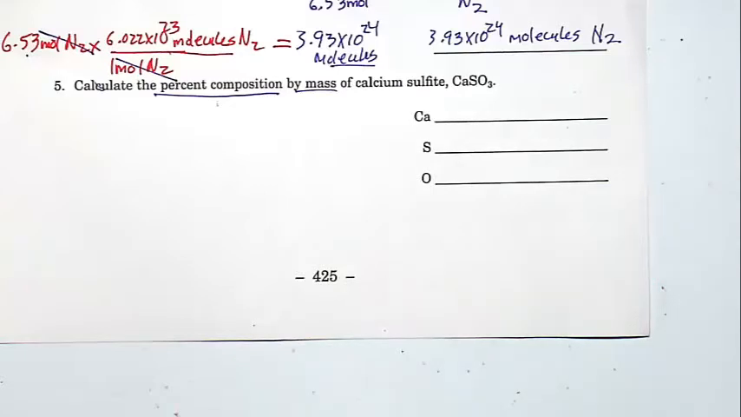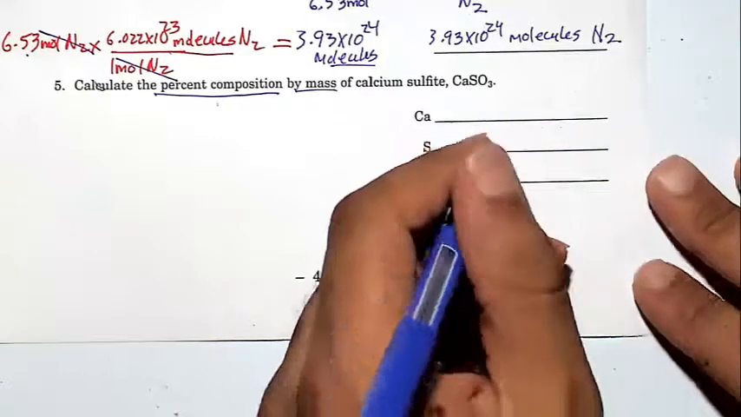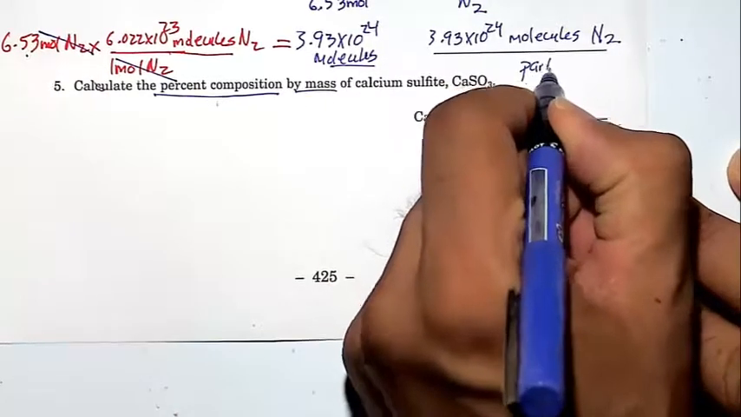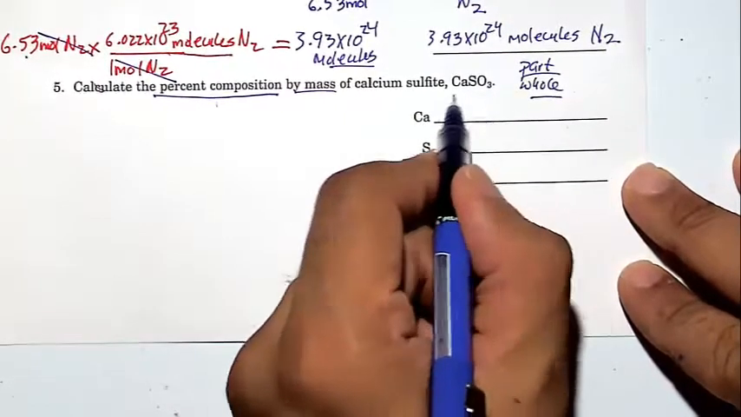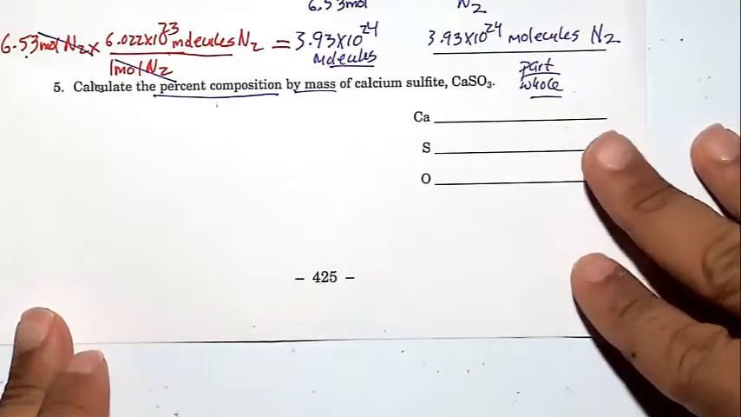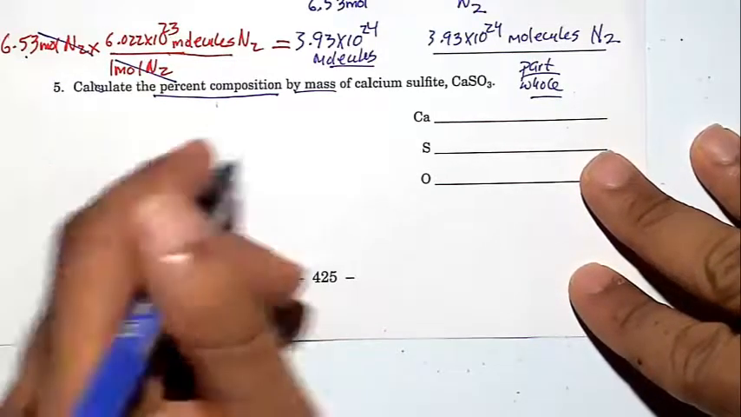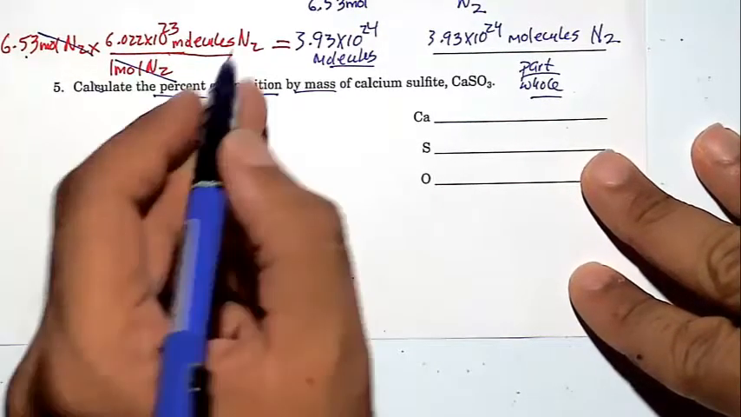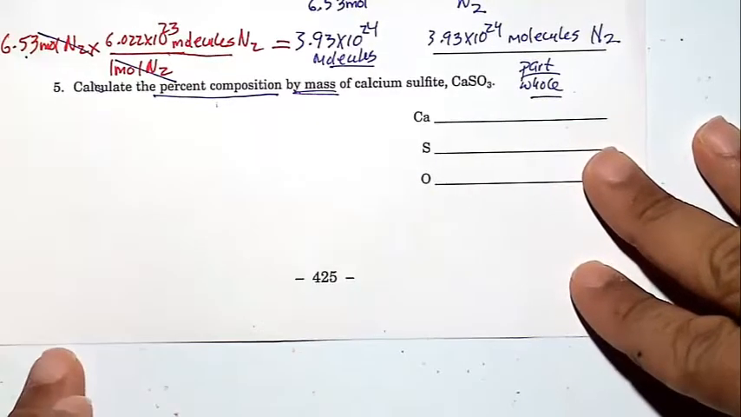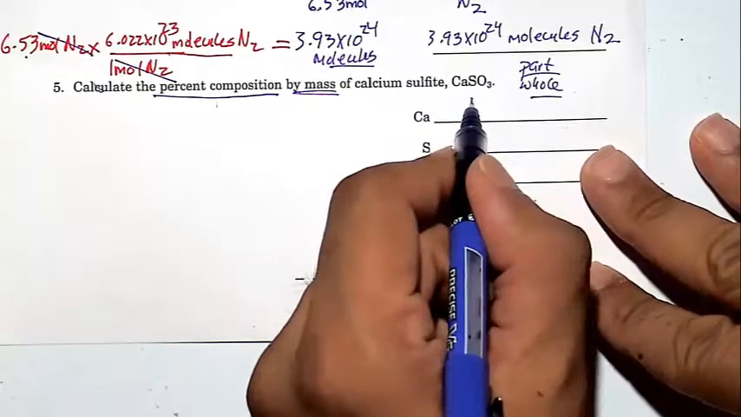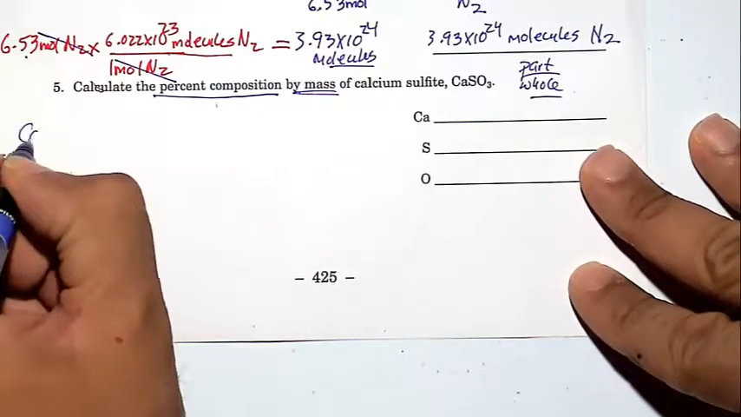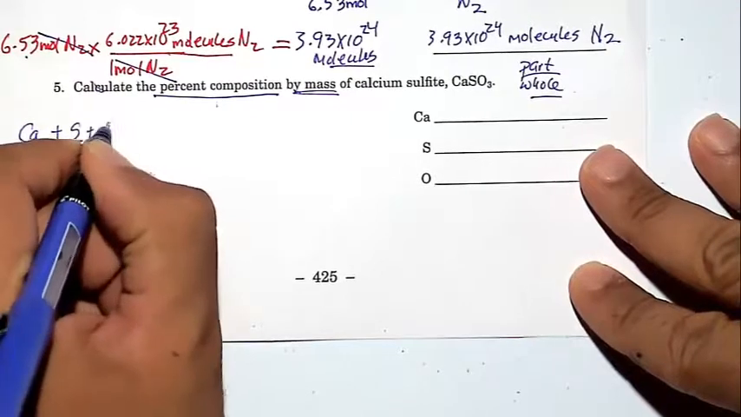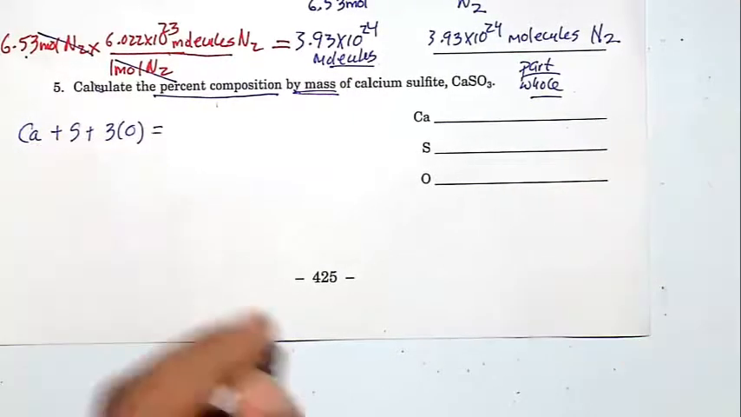But we also have to ask ourselves the question, how do we calculate percent composition? Like any percent, it's a part divided by the whole. So what is the whole thing? The whole thing is calcium sulfite. I'm going to do part over whole in terms of mass because it's asking for the percent composition by mass. So what's the total mass or the molecular weight of calcium sulfite? It's calcium plus S plus 3 oxygens.